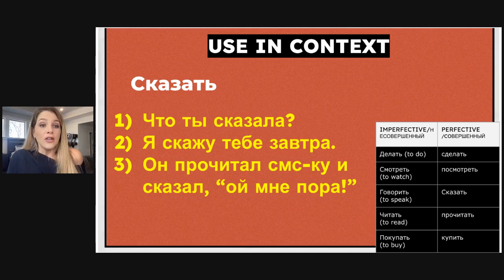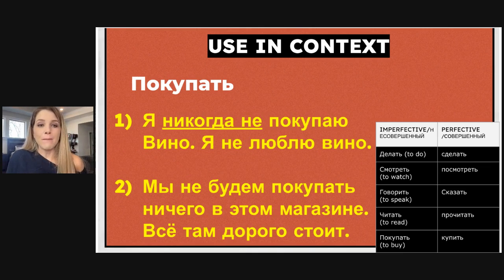Вот. Номер 3. Он прочитал смс-ку и сказал, ой, мне пора. Right? So he got a text message on his phone. He read it, and then he said, oh, crap, I gotta go. Okay? Series of actions. He finished reading the text message, and then he said, one-time action, I gotta go. Series of actions. Okay? Следующий.